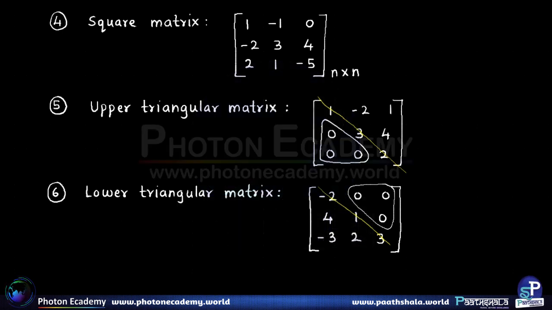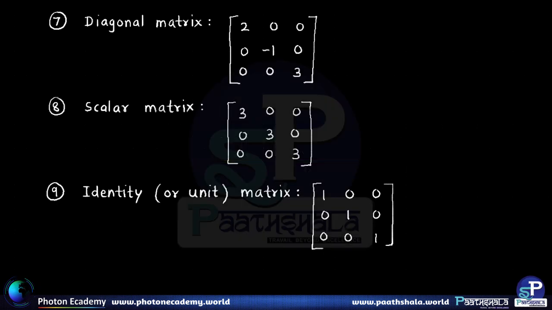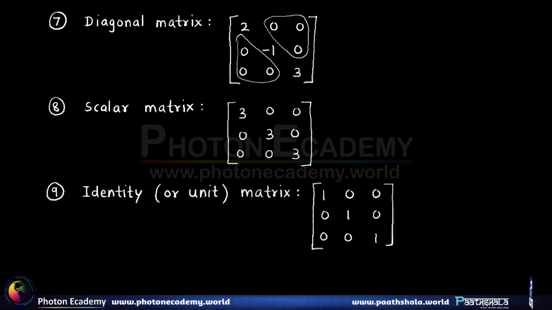Now let's go ahead to further types. The next one is what is called a diagonal matrix. From here on we will see more and more specialized types of square matrix only. So a diagonal matrix is a square matrix which we can think of as a combination of lower as well as upper triangular matrices. That means the elements above the diagonal are 0 as well as the elements below the diagonal are 0. Alright. So this is the diagonal matrix.